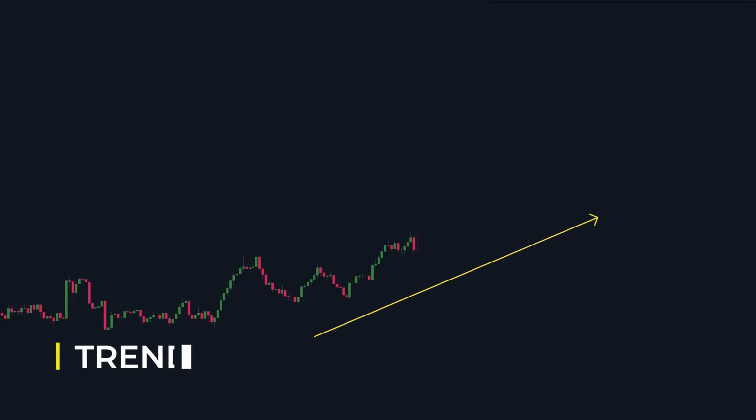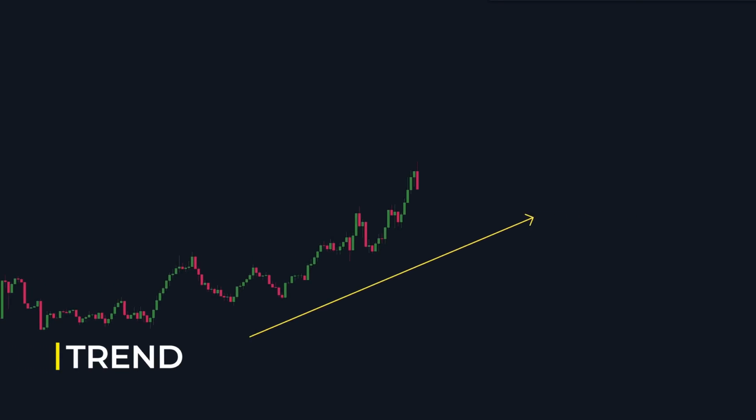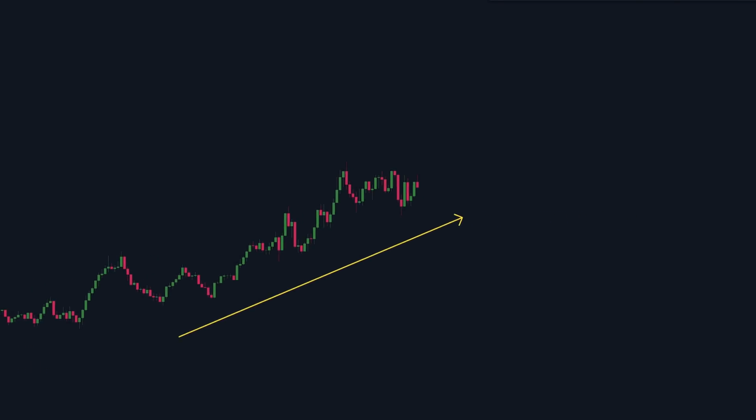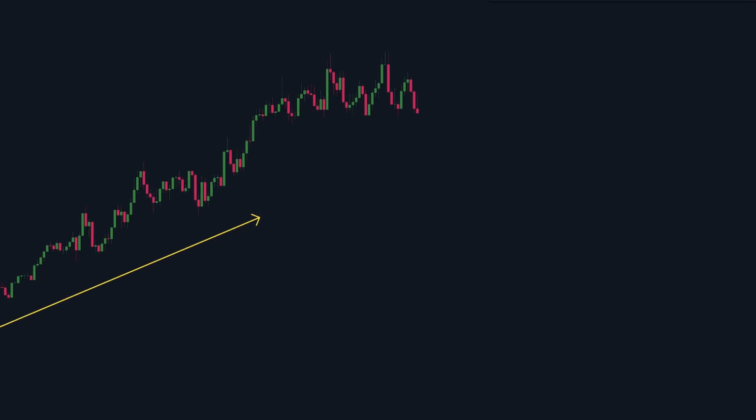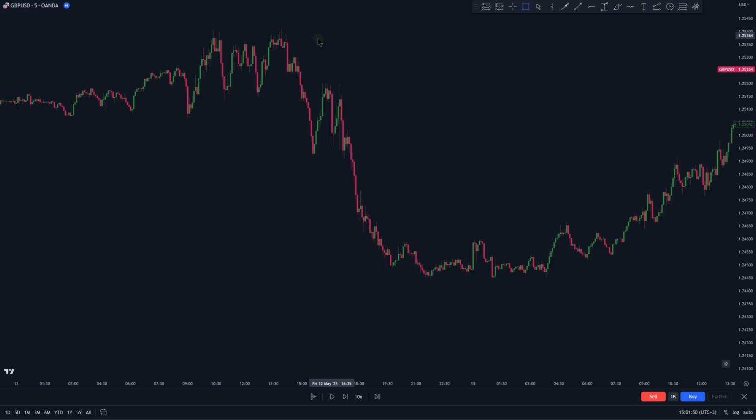Following the trend is by far the most popular way to profit when trading using any strategy. But does that mean that it's the only way to trade? Of course not. Just like everything that has a beginning has an end, a trend in the market also has a beginning as well as an end.